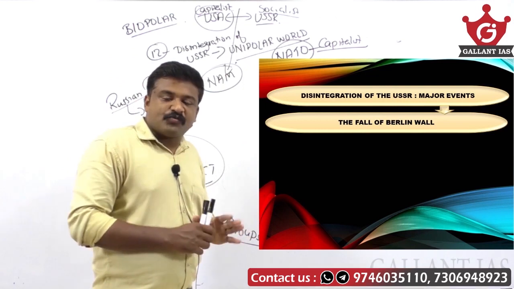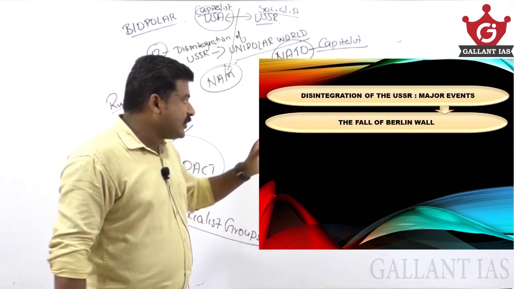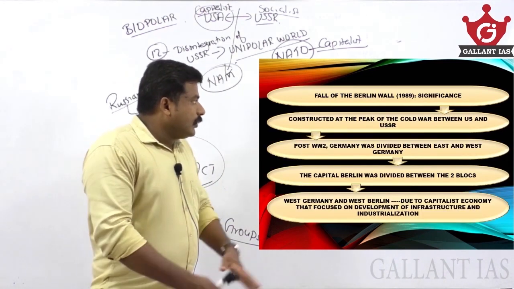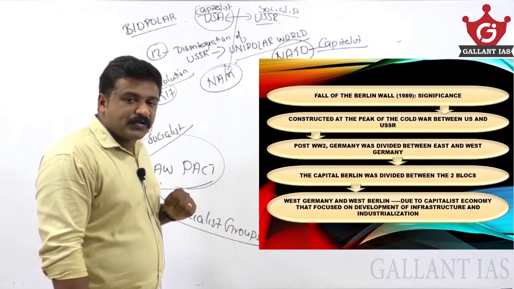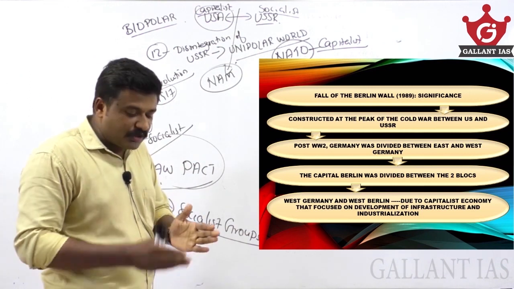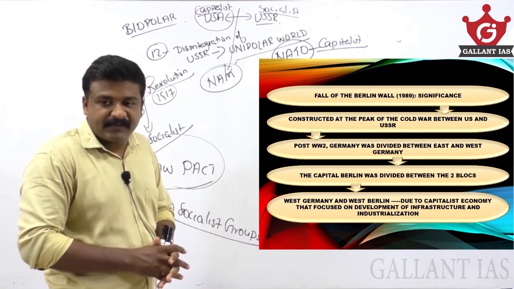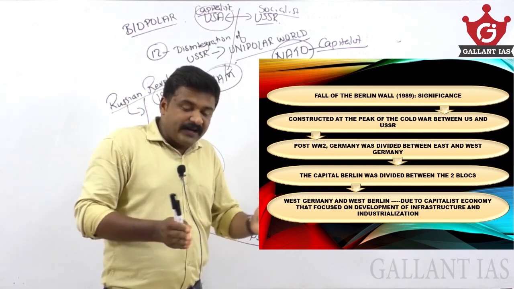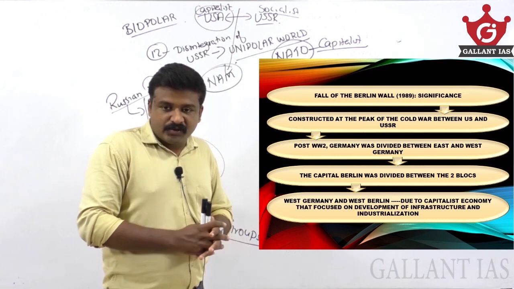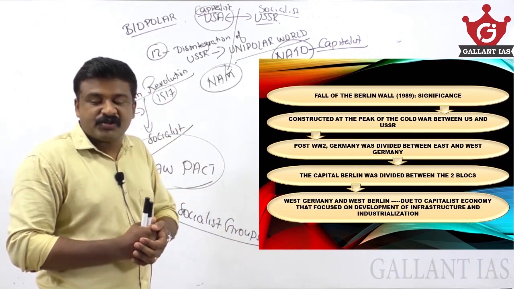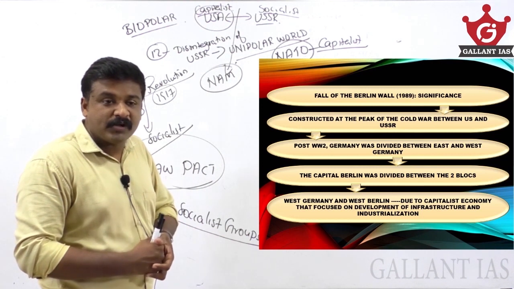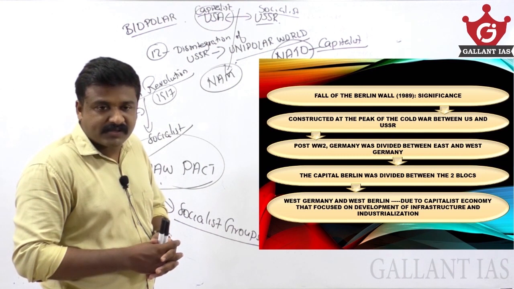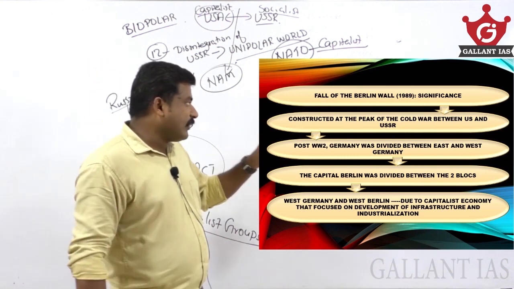There are many factors which contributed to the disintegration of the USSR, starting with the fall of the Berlin Wall. This fall of the Berlin Wall was a significant event. We have seen after World War II, Germany was divided: West Germany and East Germany. Dividing them, the Berlin Wall was also built. There are many events which led to the fall of the Berlin Wall. That was a severe blow to the moral prestige of the USSR. So let me start with the fall of the Berlin Wall.